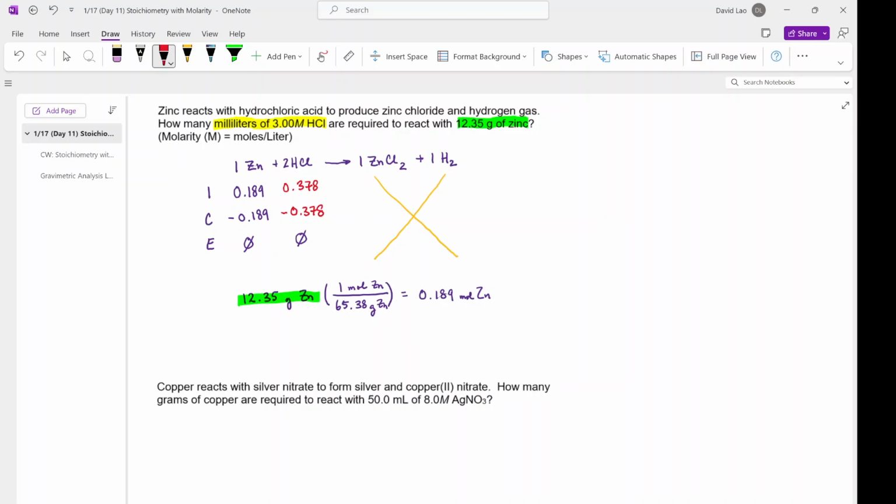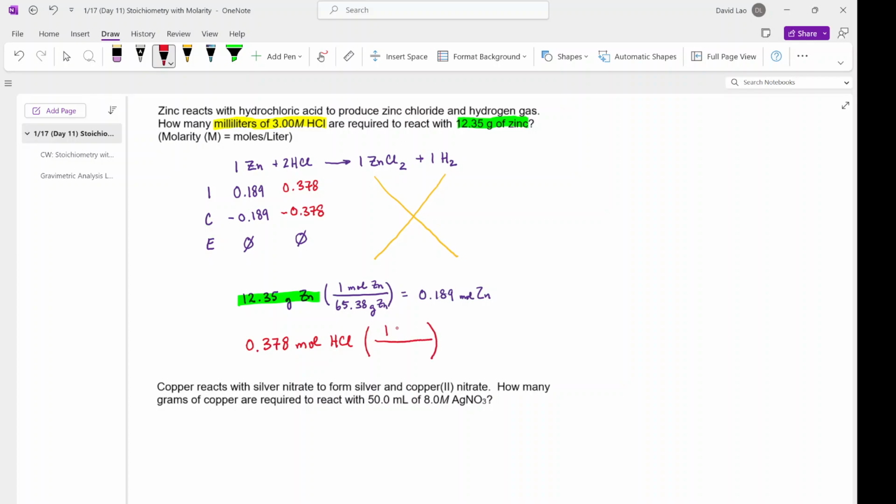So imagine that you approach a bottle of hydrochloric acid, and the bottle is labeled as 3.00 molar. You need to pour out enough to get 0.378 moles of it into a container so that you can then go and react it with 12.35 grams of zinc. That's the visual. Now, if we want to pour out that many moles of HCl, we can use our concentration as a conversion factor. But I'm going to flip it this time, because we want to convert to volume.